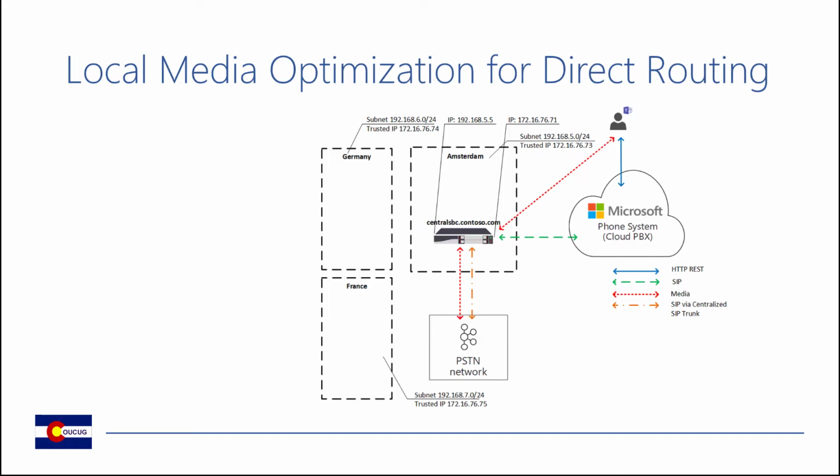Big one that just came out is the local media optimization for direct routing. This really helps out when trying to get users connected directly to an SBC so that their media path is as direct as possible, and we're not bouncing them up to the cloud and back down to the same location or near the same location to the SBC, so that they can get out to the PSTN as quickly as possible.